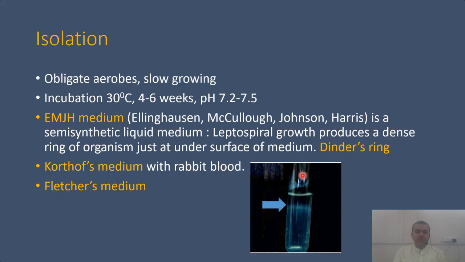So here is the surface of the medium. It's not a uniform turbidity of the medium. It forms a dense ring under the surface of the medium. This is known as Dinger's ring. This is Dinger's ring, characteristically seen in leptospira growth. Then Korthof's medium has rabbit serum in it, and Fletcher's medium, also a semi-synthetic medium, can be used for the isolation of leptospira.